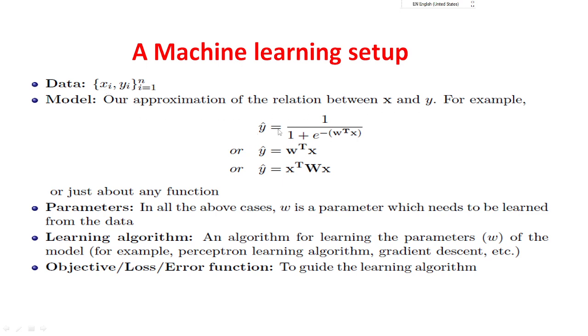How do we model? We can go for a sigmoid, 1 by 1 plus e power minus w transpose x, or you can go for a quadratic relationship, or just any function. In all the above cases, w is a parameter which needs to be learned from the data. This parameter is called a model parameter. This is not a hyperparameter. This is a model parameter.